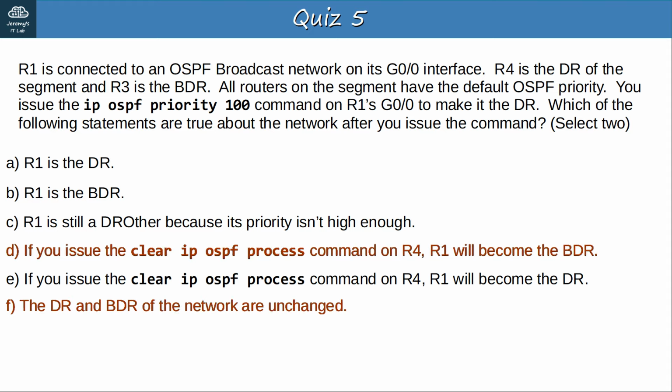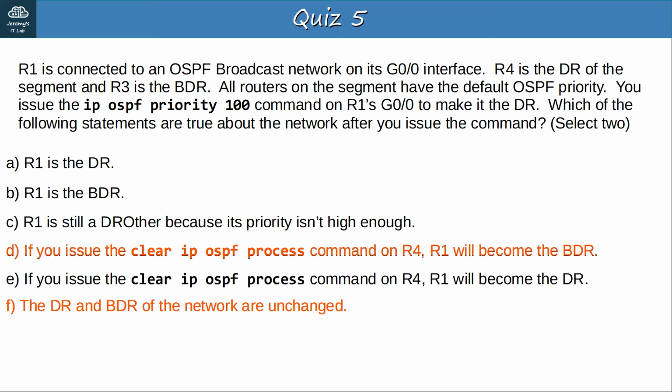The answers are D and F. The default OSPF priority is 1 on all interfaces. So after entering the command, R1's G0/0 interface has the highest priority. Therefore, C is incorrect. It's still a DR other, but priority isn't the problem. The DR and BDR will not automatically give up their positions, so R1 will not become the DR or BDR. Therefore, A and B are incorrect, and F is correct.